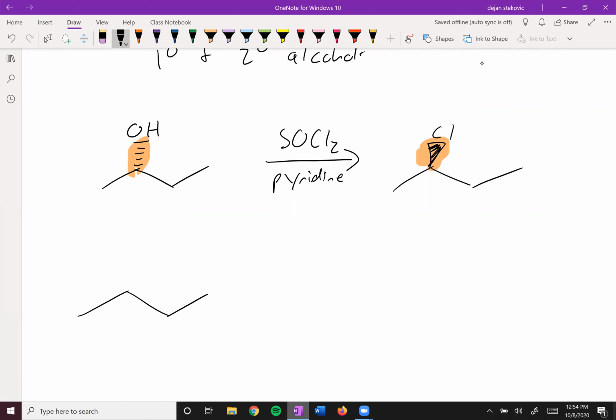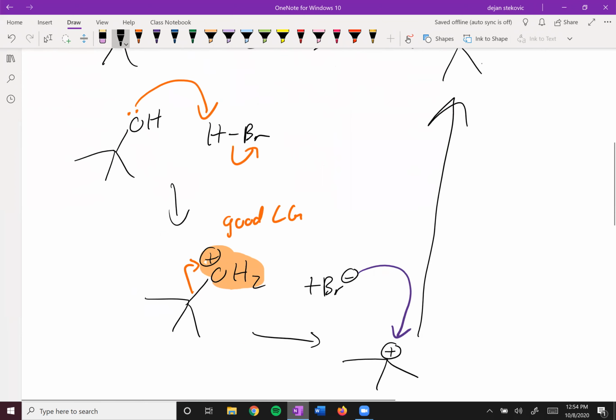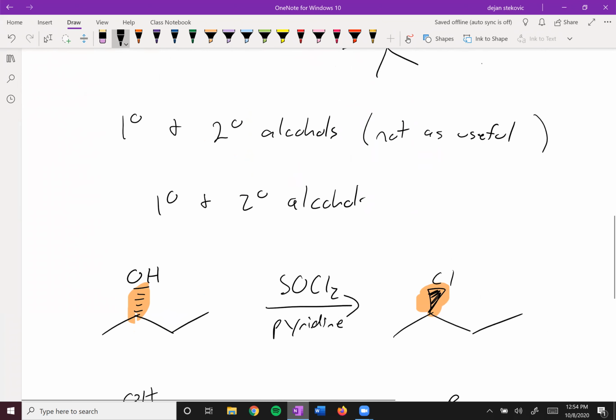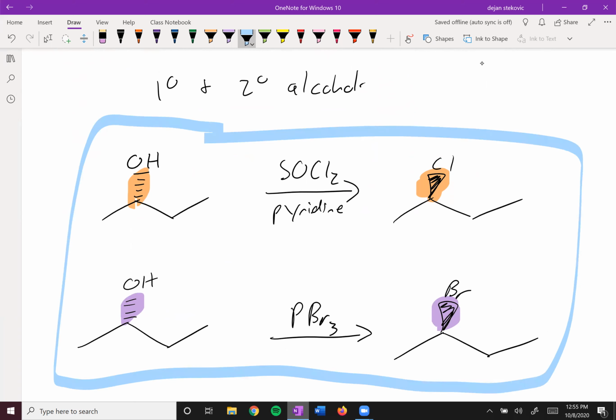If we want a bromide instead, we could use phosphorus tribromide, which will put a bromine in here instead. And again, we're getting the inversion of the stereocenter. And so you can see how we're using these SN1 reactions, or thinking about why we don't want to use an SN1 reaction, and then thinking about other reagents we can use to make our compounds.